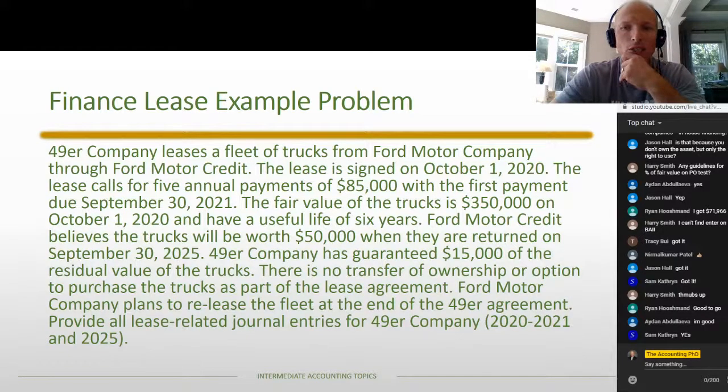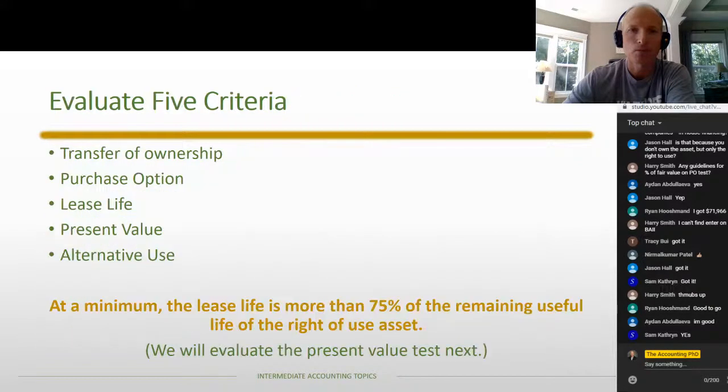And then it's believed there's going to be residual value. 49er Company has guaranteed $15,000 of it. There's no transfer of ownership. There's no option to purchase, and there is an alternative use at the end of the agreement. So let's go through these journal entries for the first 2 years, and then for the last bit of this situation. All right. So we do need to evaluate the 5 criteria. And so, the first 2, there's no transfer of ownership.